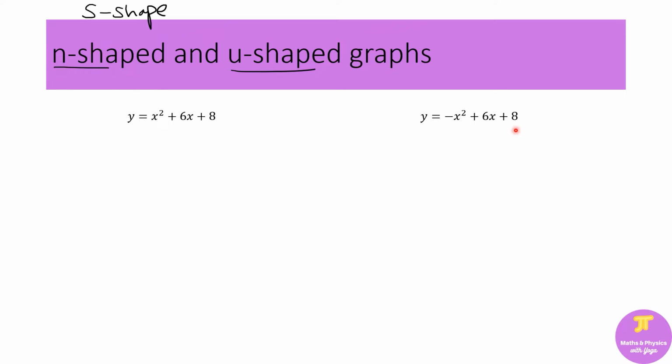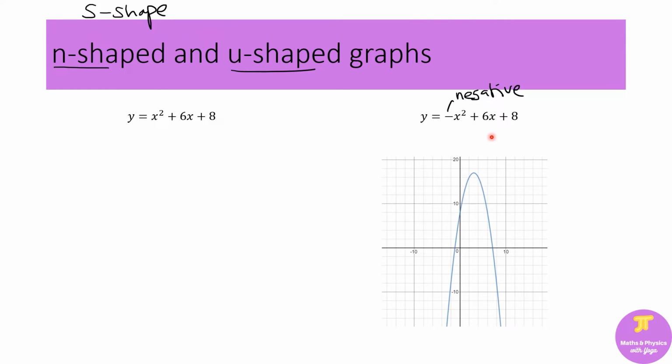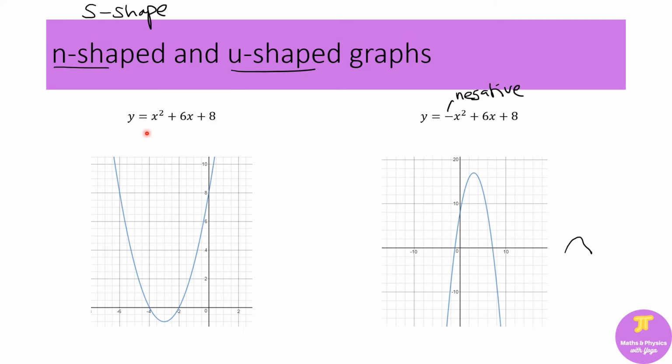If you look at this equation, the coefficient of x squared is negative. Therefore, this will give you an N-shaped graph. So this graph will look like this, an N shape. If the coefficient of x squared is positive, then that will give us a U-shaped graph. Some people also say this is convex and this is concave, right? This looks like a cave.